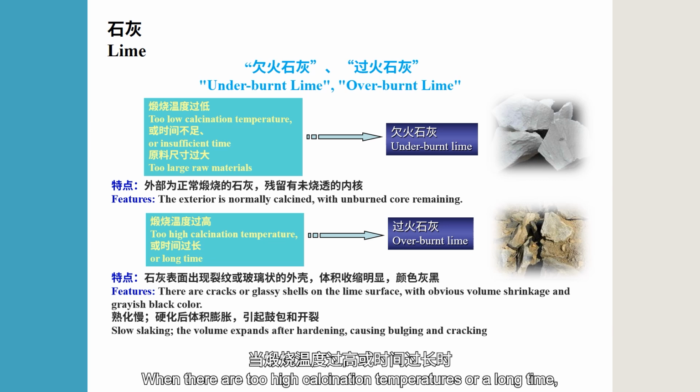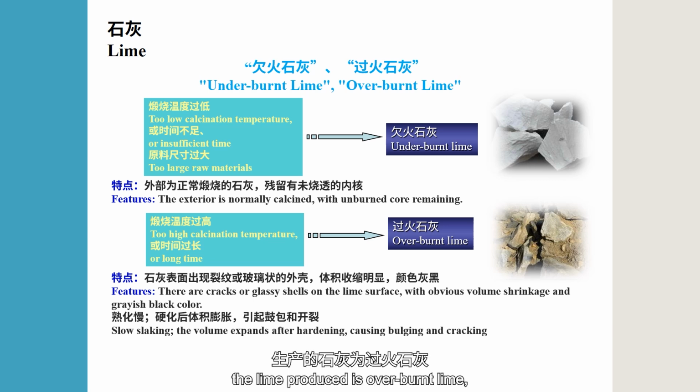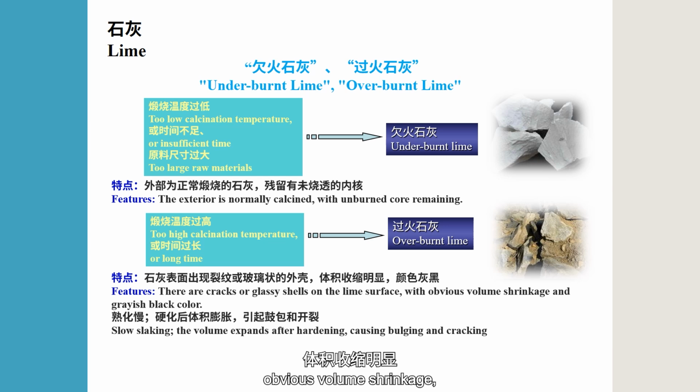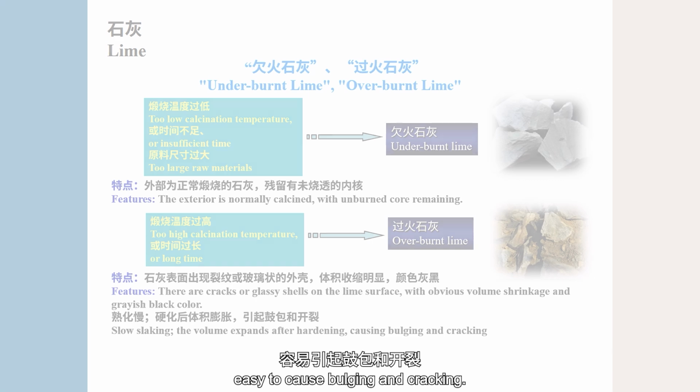When there are too high calcination temperatures or a long time, the lime produced is overburnt lime, characterized by cracks or glass-like shells on the surface, obvious volume shrinkage, and grayish-black color. The overburnt lime hardens slowly. The volume expands after hardening, easy to cause bulging and cracking.